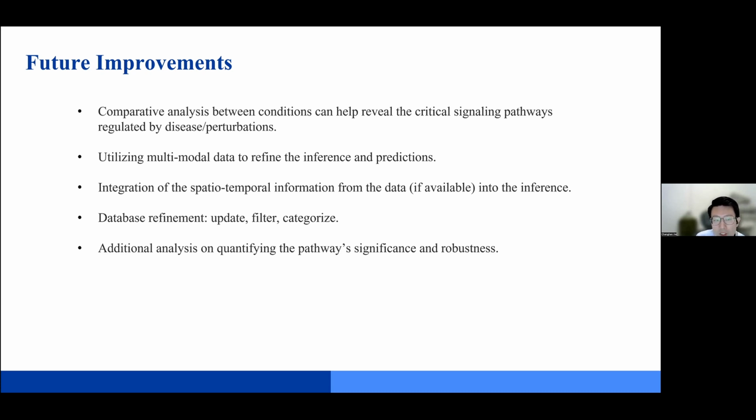And also, if you can utilize multimodal data, right now we only use single-cell transcriptomics data. If you can use multimodal data to refine the inference and predictions, we will have more accurate results.